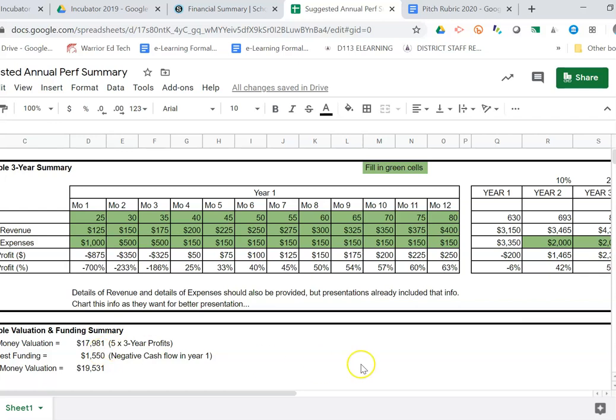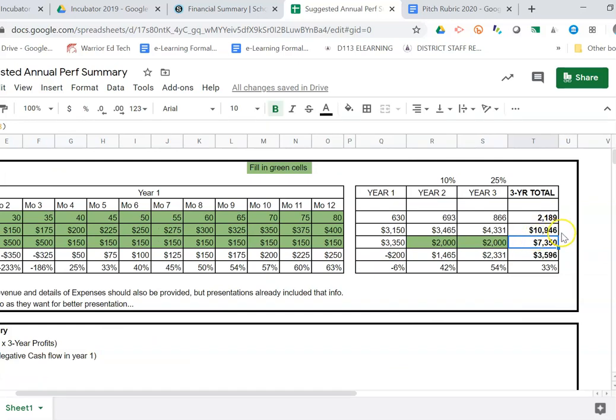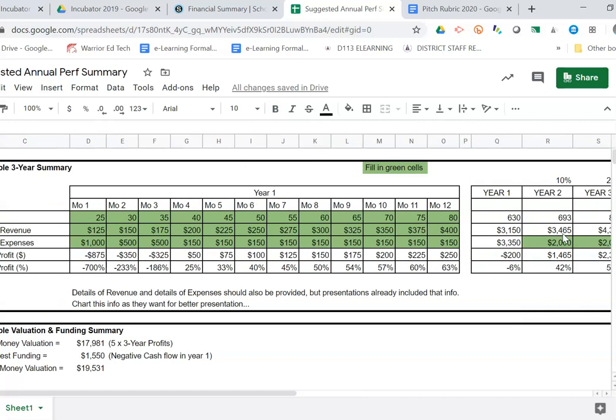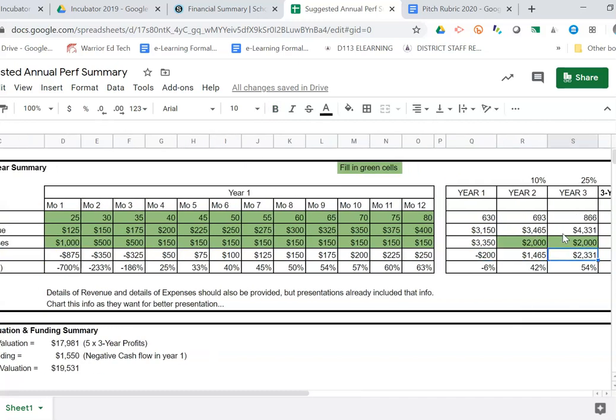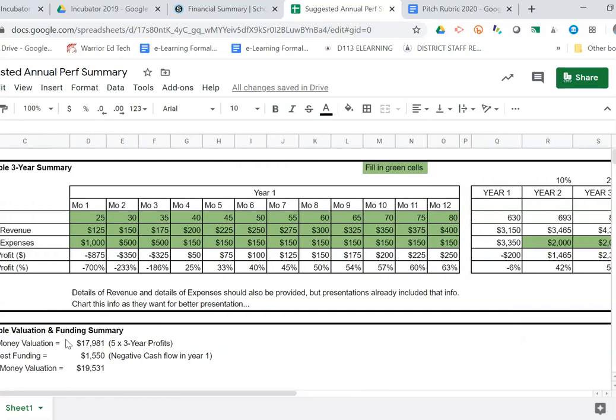You take the net income. So if I go up here and I get my 3-year total, my 3-year profit, on my spreadsheet, my profit is this row here. It's 3,596. So if I take 3,596 and I multiply it by 5, we're going to do a multiplier of 5. That's a pretty conservative number. You're going to get then your pre-money valuation.